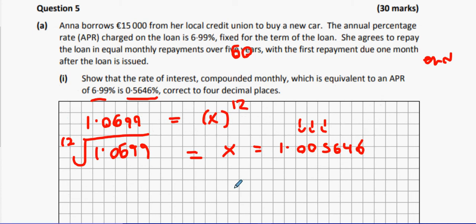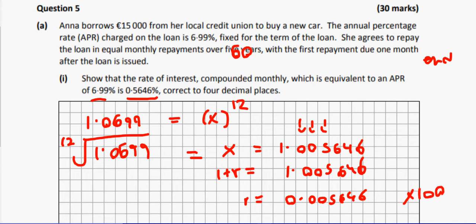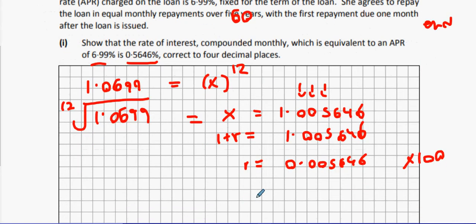So when I say x equals, what did we say earlier, 1 plus r equals 1.005646, r on its own in decimal is 0.005646. And if you multiply that by 100, you'll get it as a percentage, which is r equals 0.5646%. And that is question 5a done.